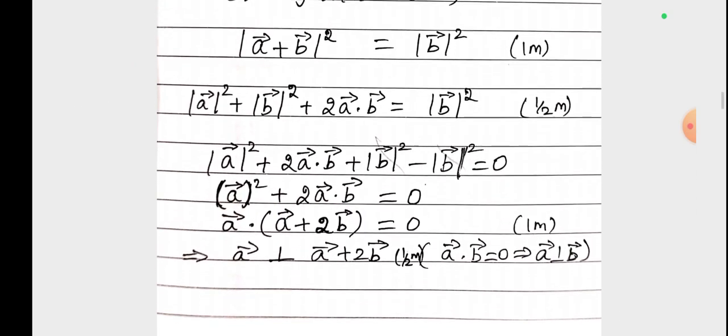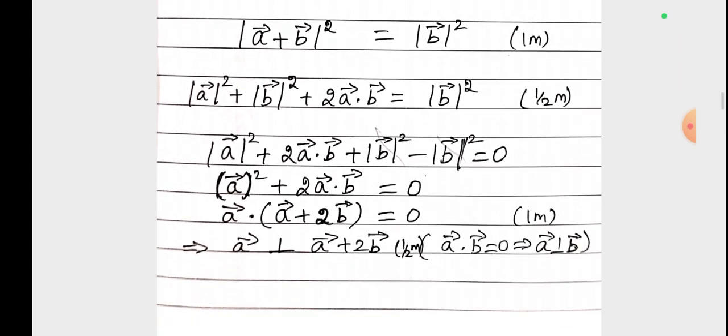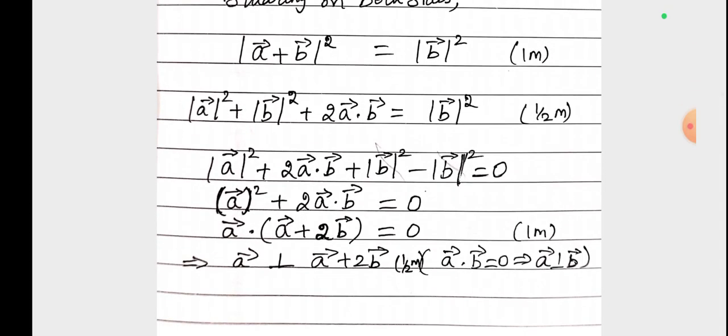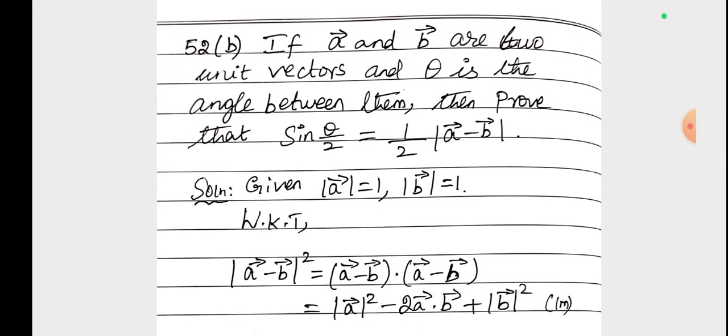That's it, the sum is over. So actually this is a 3 marks sum, okay? So just do it, it was easier. We are just doing squaring and simplifying and getting the dot product. Dot product 0 we are saying gets 1 mark, and writing perpendicular gets half mark. See, children. Then going for 52b.